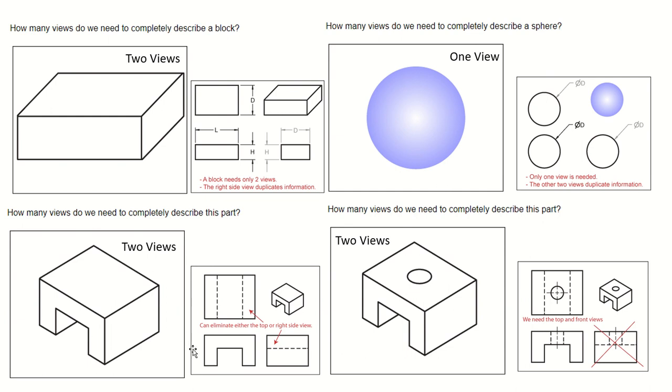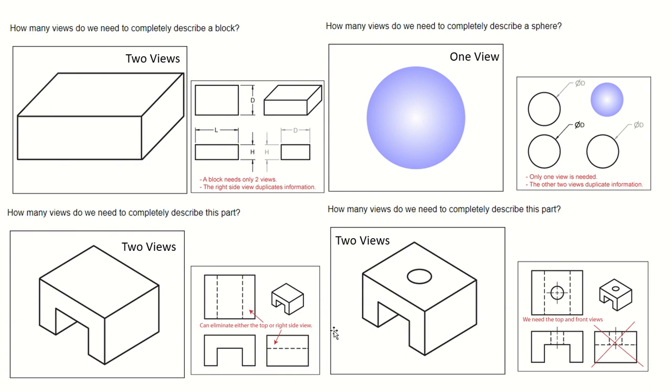This one you need two views, the same thing. We can eliminate either the top or the right side because you got all your width, your height, and then your depth. Your internal edges, this edge right there and that edge right there, we describe with the hidden line, because we can't see it, of course, it's just covered with that side, the surface.